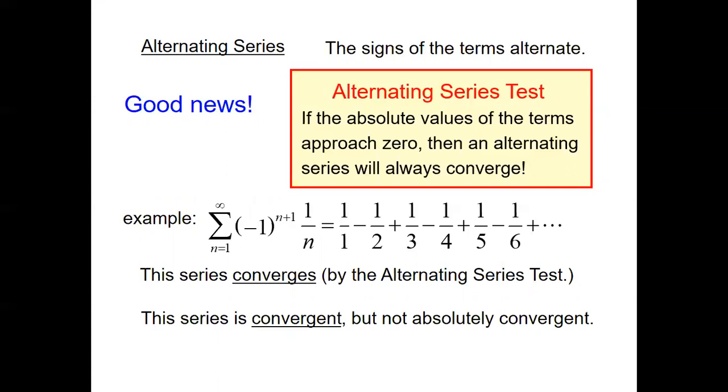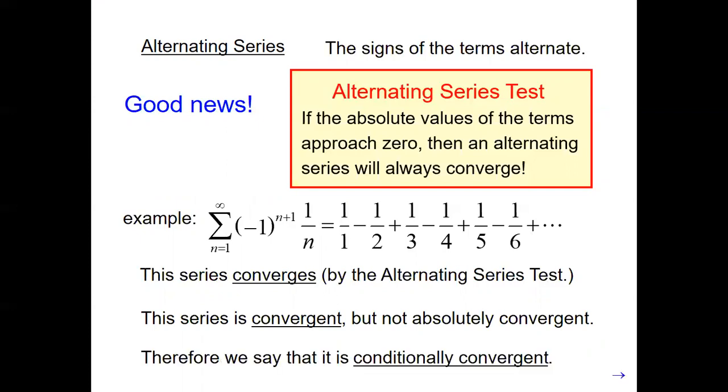However, it's convergent, but not absolutely convergent. If I took the absolute value of this series and looked at that series, well, that's a p-series with a p-value of 1, and that diverges. That's the harmonic series. The harmonic series diverges because it is a p-series with p equal to 1, but the alternating harmonic series converges because it's an alternating series whose conditions are met. So in this case, the series converges itself, but the absolute value of this series does not converge, so we say it's conditionally convergent. That's how we would describe this particular series.